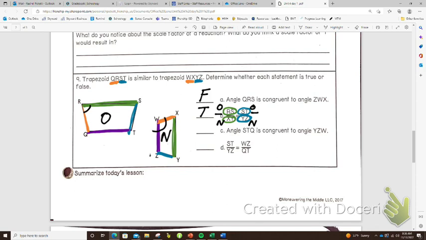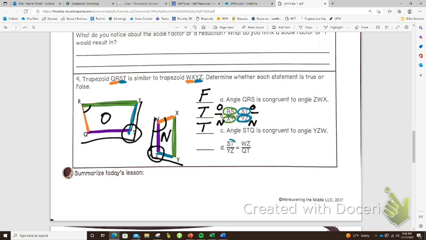And then the next question says angle STQ is congruent to angle YZW. So STQ is right here, and YZW is right here. Those are both connected by blue and purple, so that would be a true statement. They would be congruent.